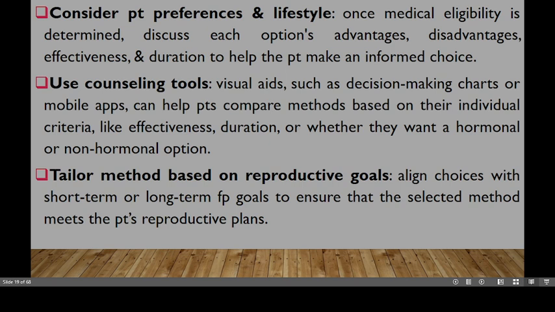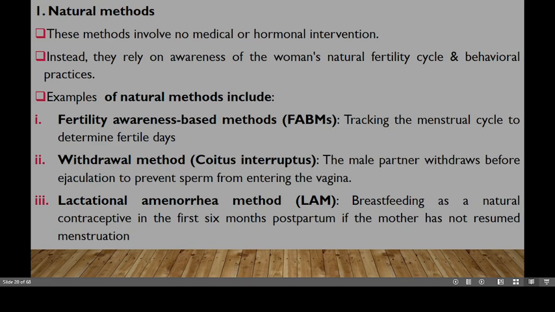Remember, when you're helping the patient choose a method, you have to consider the patient's preferences and lifestyle. You have to always use counseling tools like the GATHER technique that we have discussed. And then lastly, you tailor the method based on the reproductive goals so that you align the choices with short-term and long-term FP goals to ensure that the selected method meets the patient's reproductive plans.